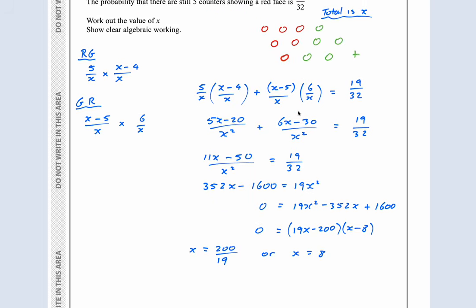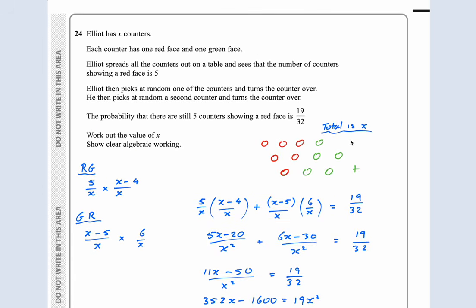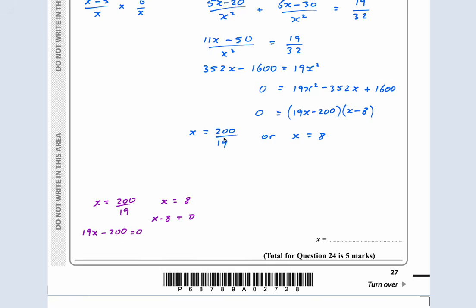Now let's have a think, guys. x was the number of counters. So obviously it can't be 200 over 19. It has to be 8. It must be an integer. You can write that. You get full marks, guys, if you just write down 8 here, or put an X through that to show that it can't be that. It's always nice to explain to the examiner that you know why it can't be the other solution.